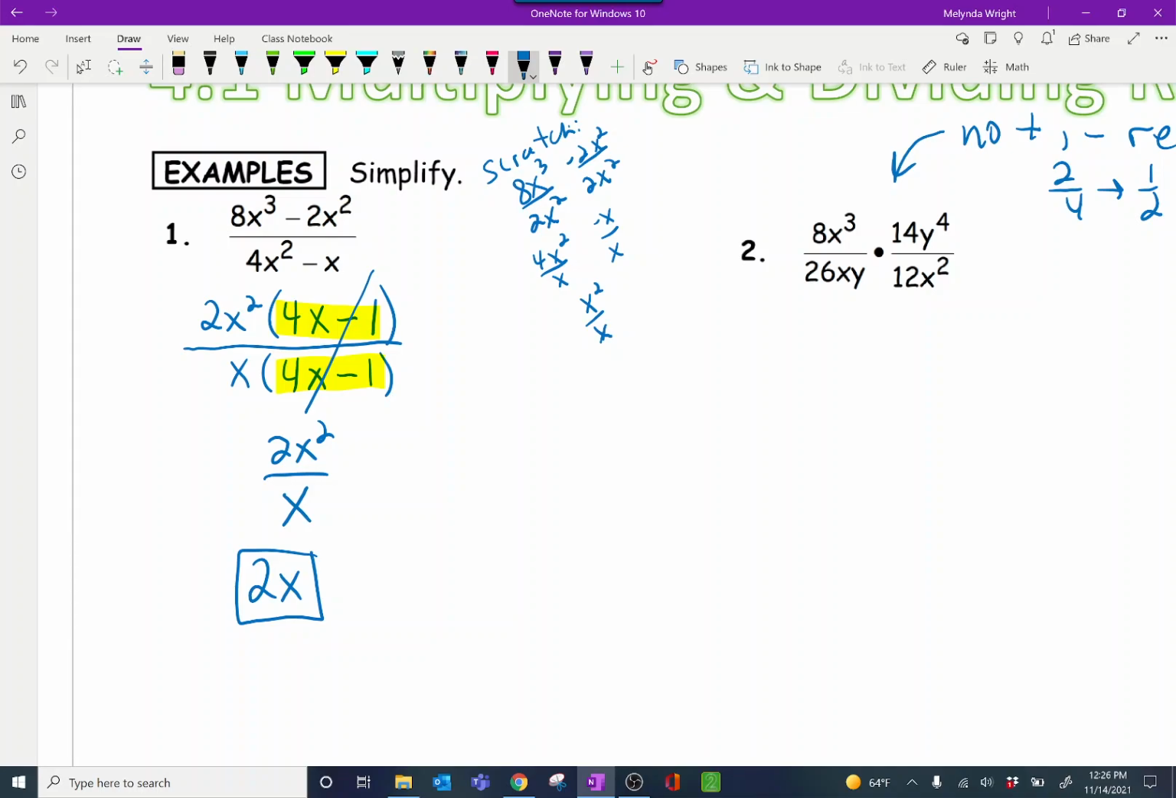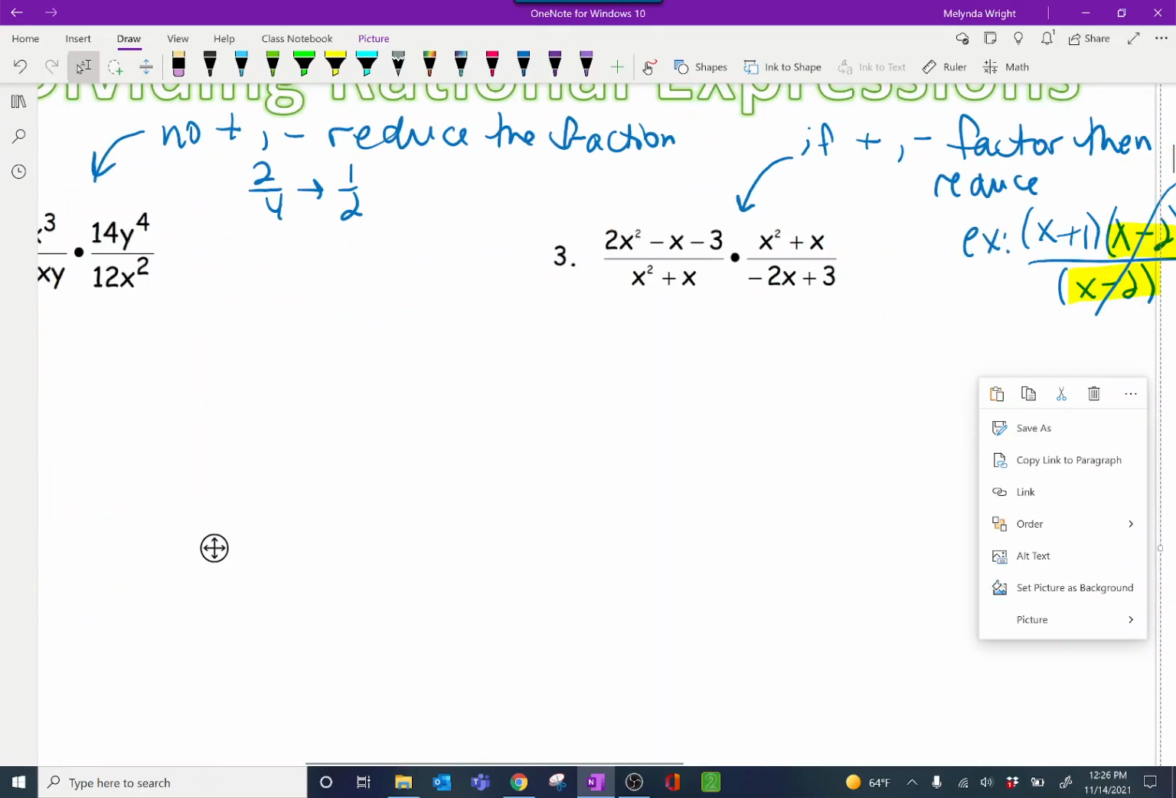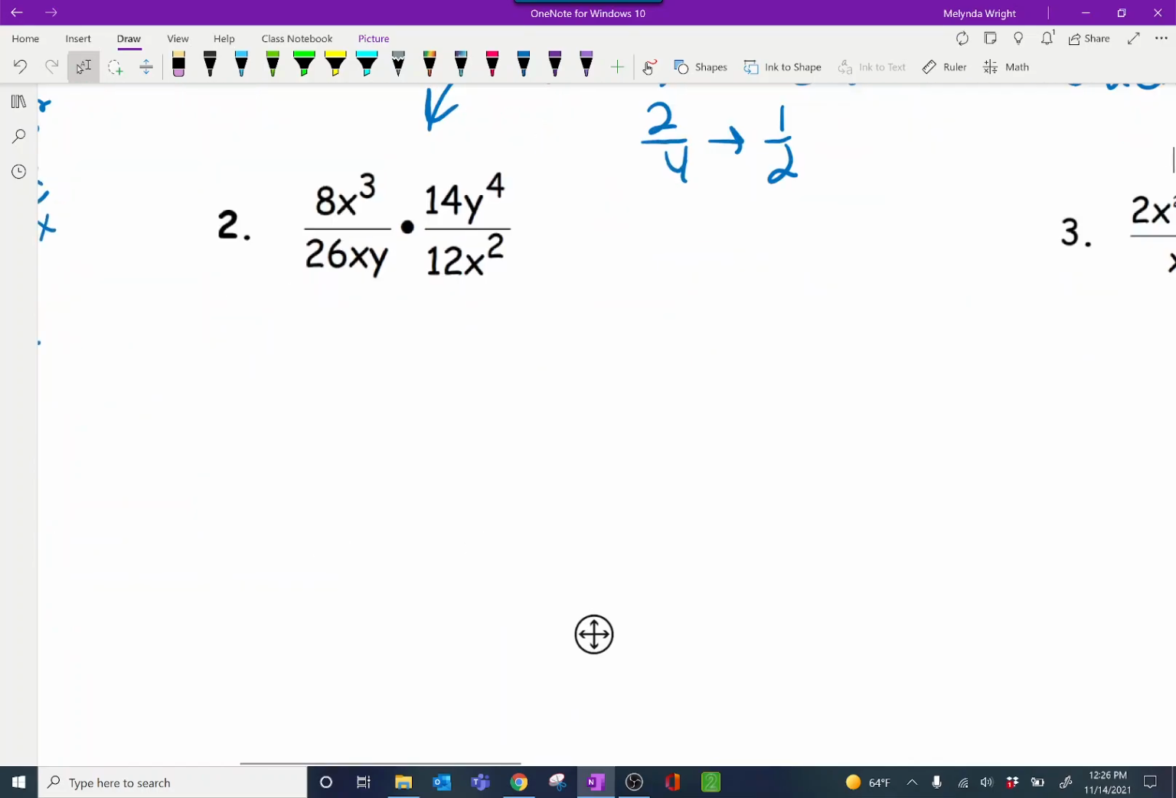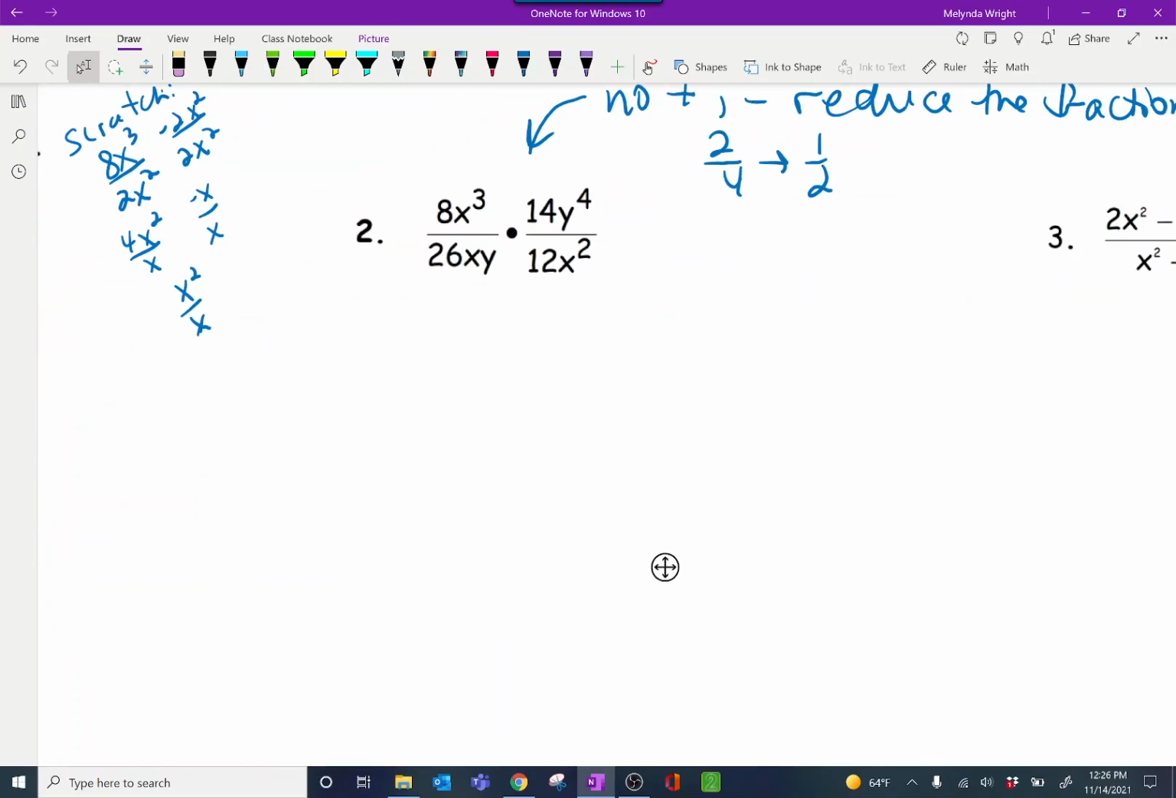All right, great. Let's look at the second example. Notice I don't have any adding and subtracting in the second example. So what we can do is just straight up simplifying, like reducing fractions. We've got 8 and 12, which have a common factor of 4. If I divide 8 by 4, I get a 2. I divide 12 by 4, I get a 3.